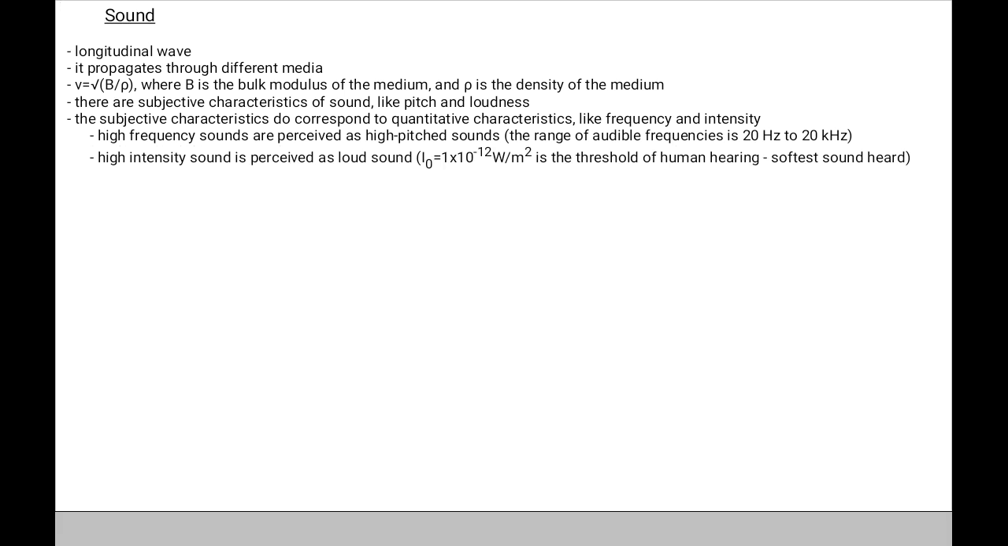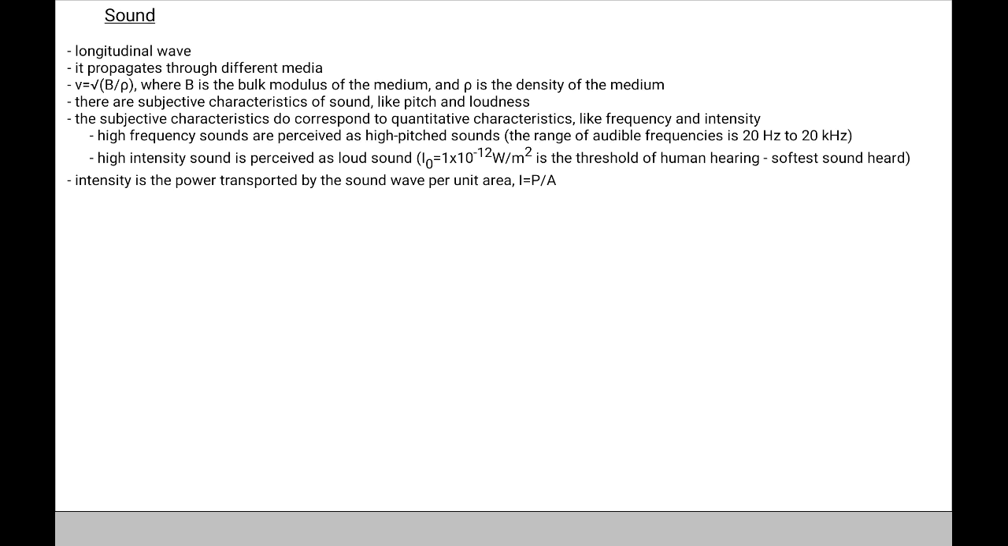Then high-intensity sound is perceived as a loud sound, and the intensity of the softest sound that one can hear is called the threshold of human hearing, and that is 1 times 10 to the negative 12th watts per square meter. Now, the intensity of sound has to do with the amplitude of the sound wave, and it is also the power transported by the sound wave per unit area.